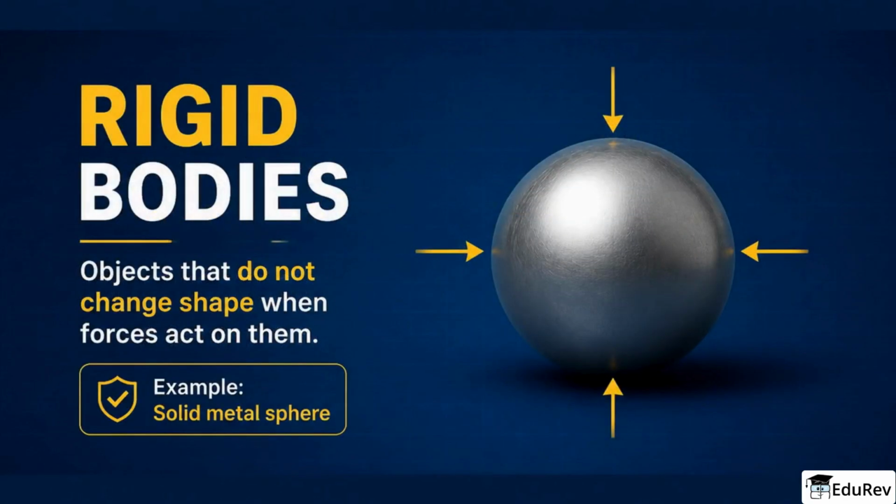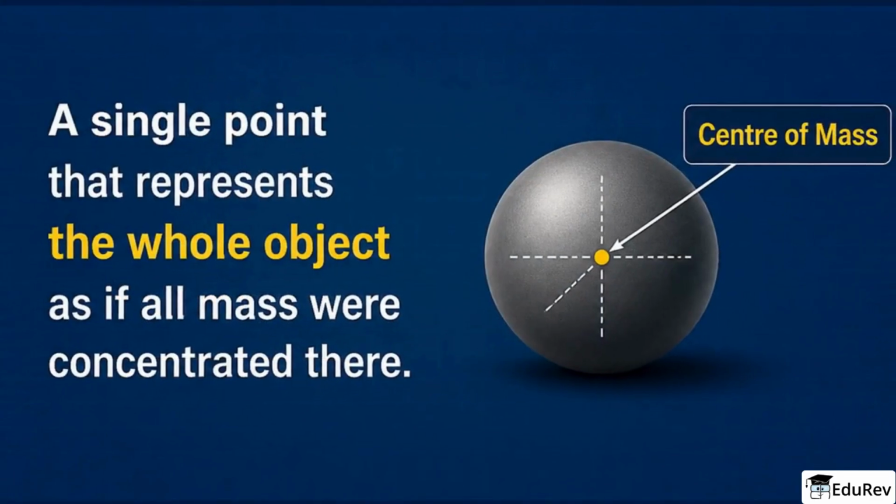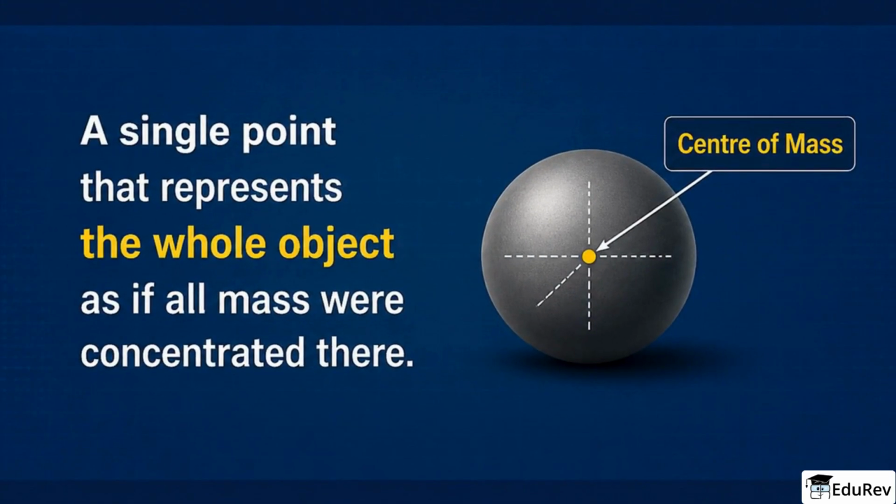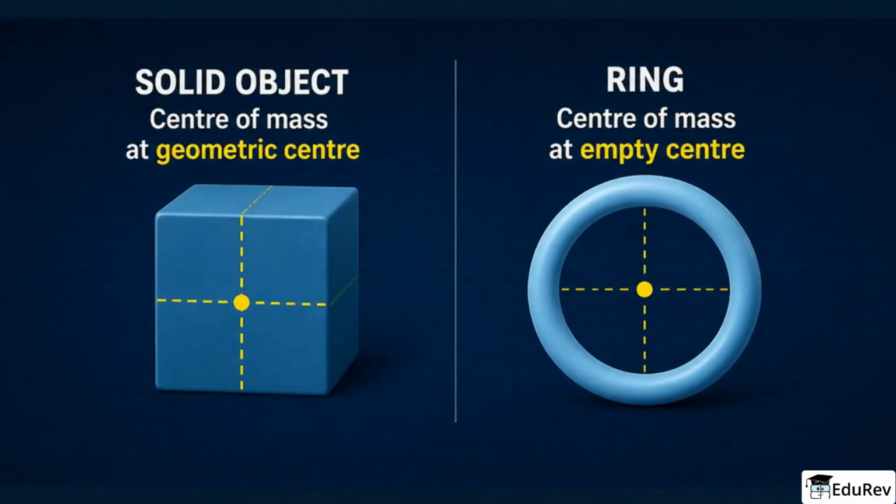First, a quick note on rigid bodies. They are objects that do not change shape when forces act on them, like a solid metal sphere. The center of mass is a point that represents the whole object or a group of particles as if all mass were concentrated there. For uniform solid objects, the center of mass is at the geometric center. But for a ring, it can lie in empty space at the center.